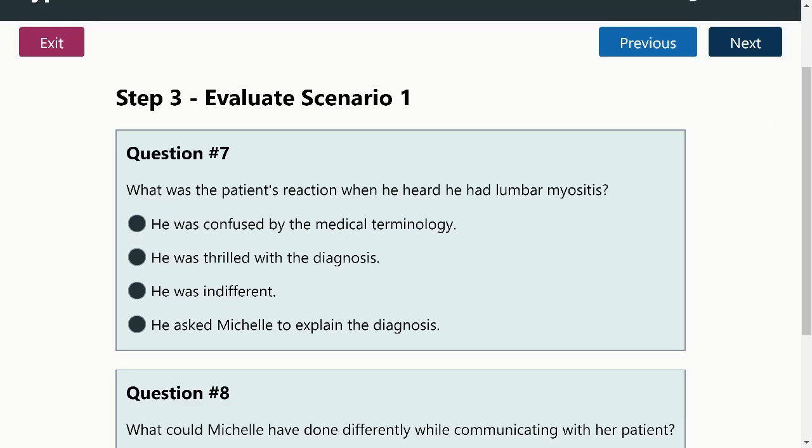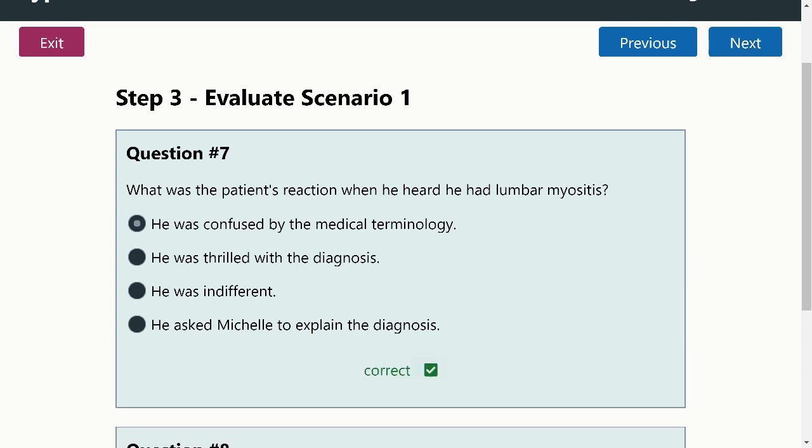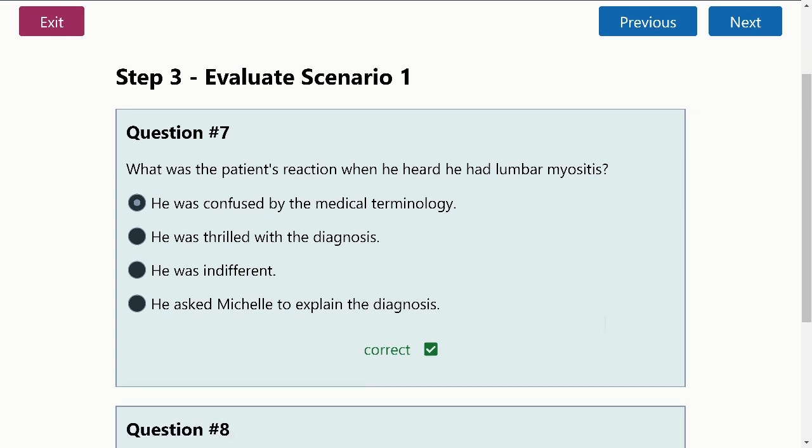All right, how was the patient's reaction when he heard he had lumbar myositis? He was confused by the medical terminology. All right, because the doctor apparently didn't tell him. He just said he strained his back. He didn't use big words with him.